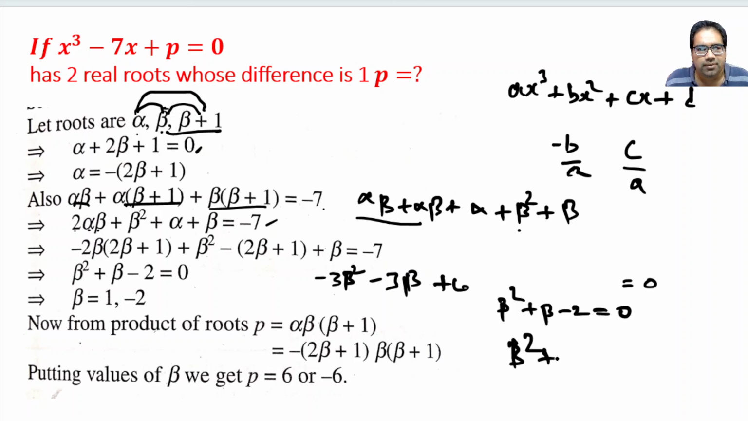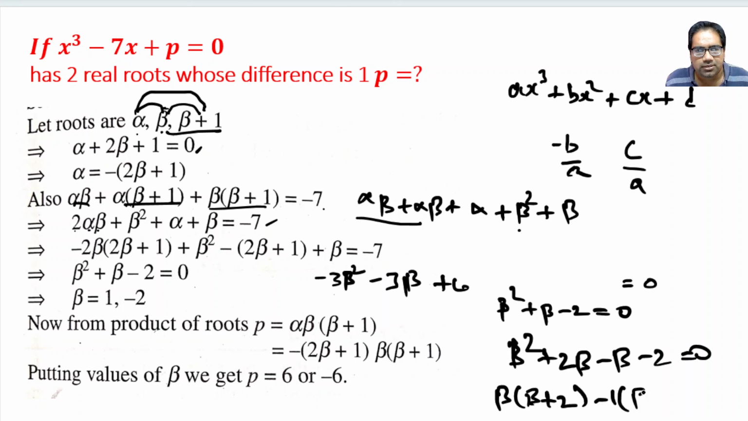Beta square plus 2 beta minus beta minus 2 equals 0. So beta into beta plus 2, minus 1 into beta plus 2, should be equal to 0. So beta should be either 1 or minus 2. Beta is either 1 or minus 2.